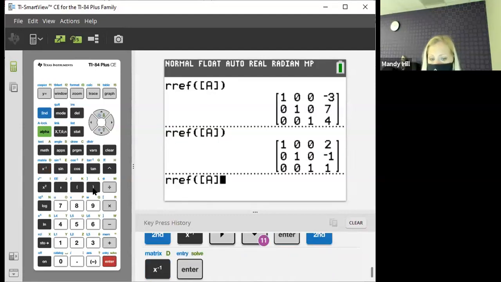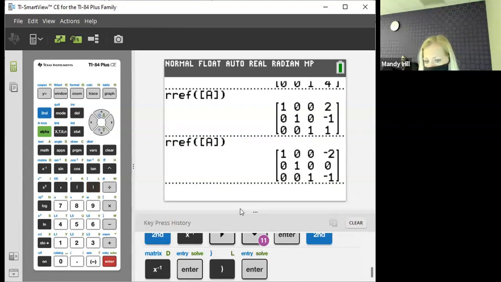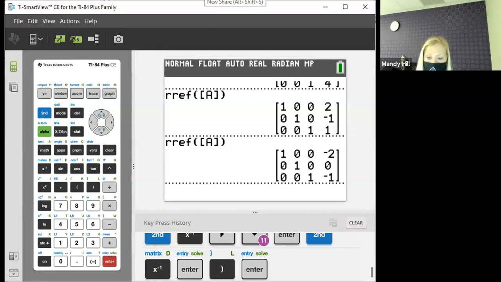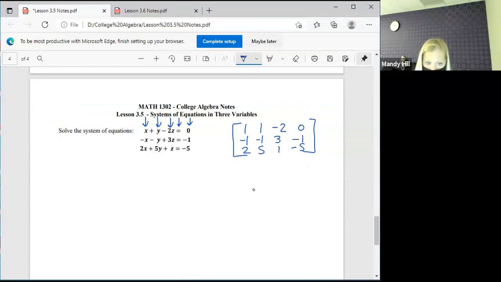Second matrix, I hit enter to get that A to come up. I like to close off my parentheses. You don't have to. You're going to hit enter. So it looks like the answers are X is -2, Y is 0, Z is -1. So we got X is 2, Y is 0, Z is -1. When you write it in the computer, it would look like this. Okay.